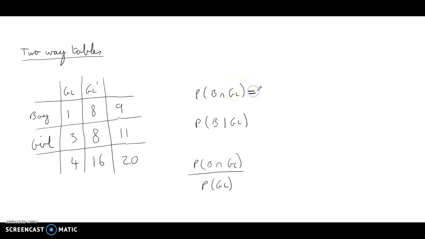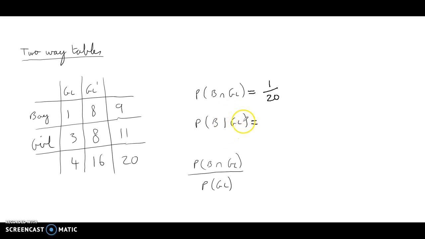And then, this is just our basic. There's 1 boy that wears glasses, there's 20 in the group, so it's going to be 1 in 20. So that's quite simple. Given that, the conditional probability, what's the probability of selecting a boy given that they wear glasses?